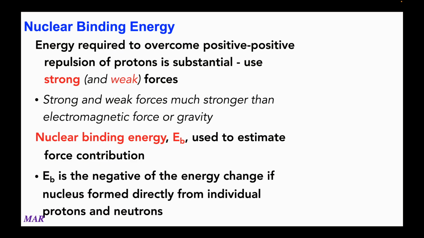The binding energy, E sub B, is the negative of the energy change, the negative of delta E, if the nucleus is formed directly from the individual protons and neutrons. And I'm sure that's about as clear as mud, so let me give you an example to show you how you can figure out the binding energy yourself for any isotope on the periodic table.